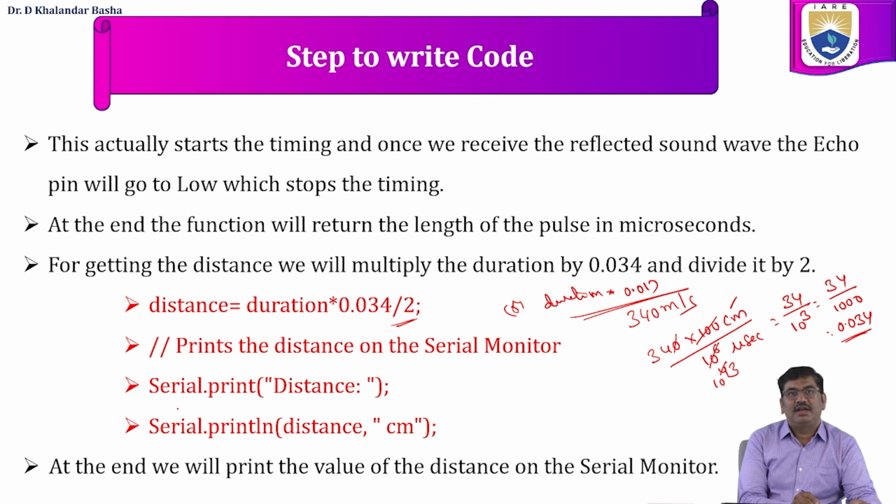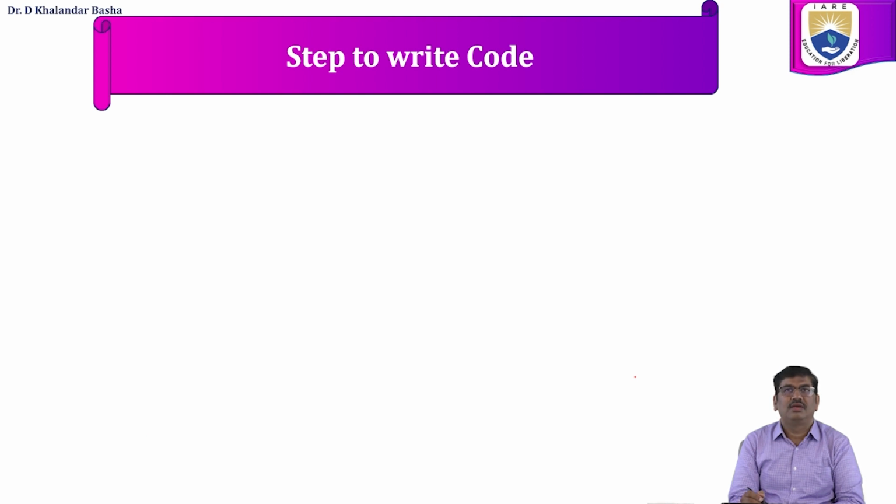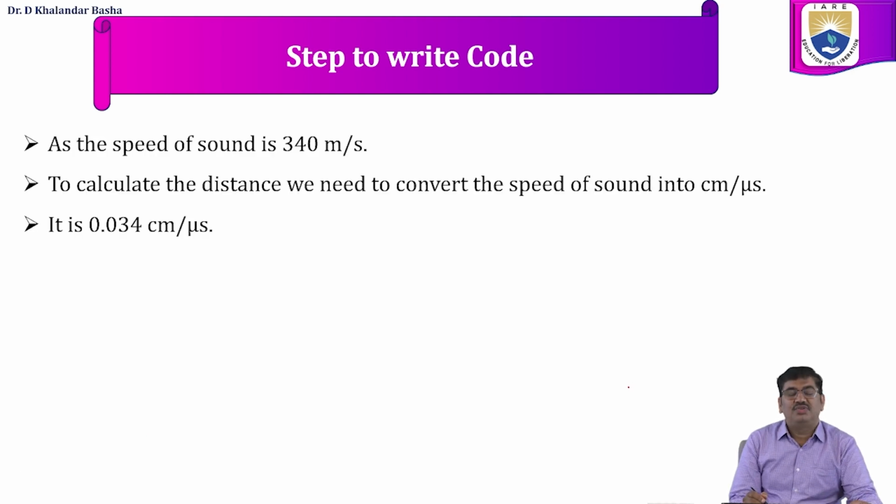Then we want to print that data into the serial monitor. For that we'll write Serial.print with "Distance" for labeling. Then Serial.println, because after printing this we need to advance to the next line. So the distance variable and the units, which is centimeters. At the end we will print the value of the distance in the serial monitor. As the speed of sound is 340 meters per second, to calculate the distance we need to convert the speed of sound into centimeters per microsecond, that is 0.034 centimeters per microsecond.